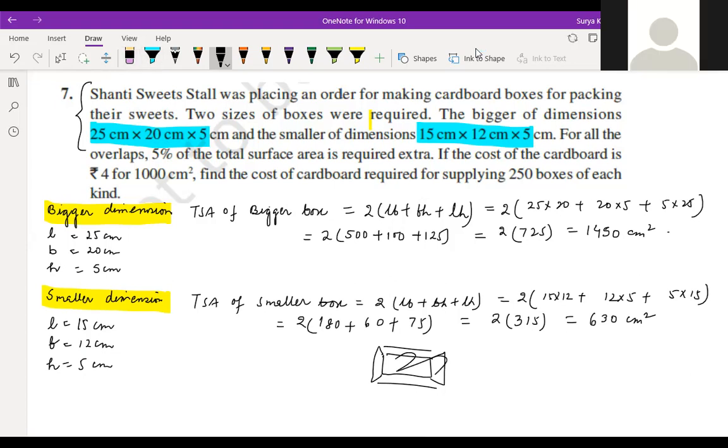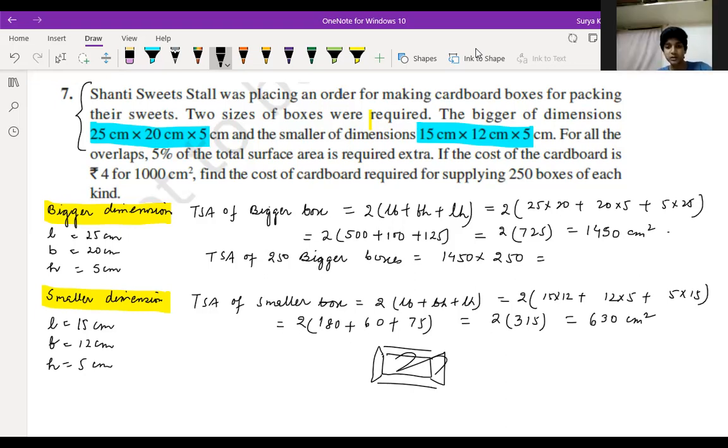And you can do it here only. TSA of 250 bigger boxes without overlapping, right now we are doing. It is equal to 1450 into 250, which is 362,500. Where did we get 250, sir? See here, 250 boxes are there, no? Oh, okay.